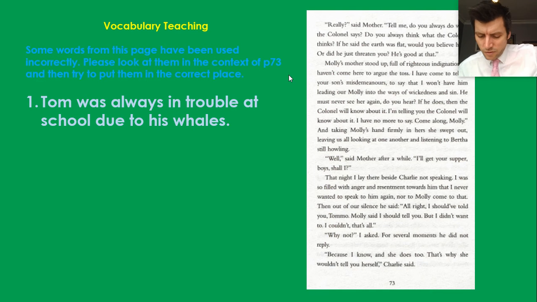Do you always think what the Colonel thinks? If he says the earth was flat, would you believe him? Or did he just threaten you? He's good at that. Molly's mother stood up, full of righteous indignation. I haven't come here to argue the toss.